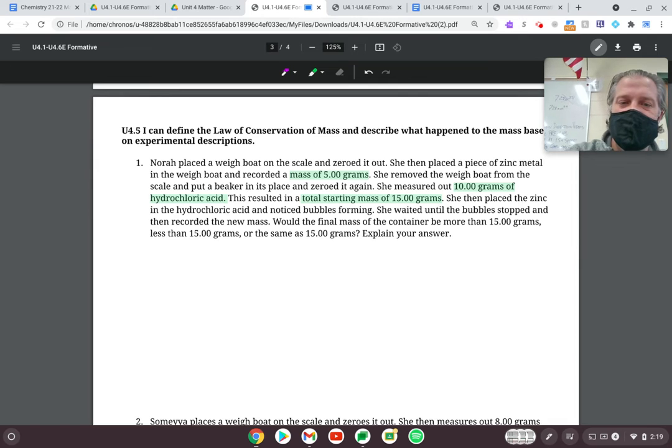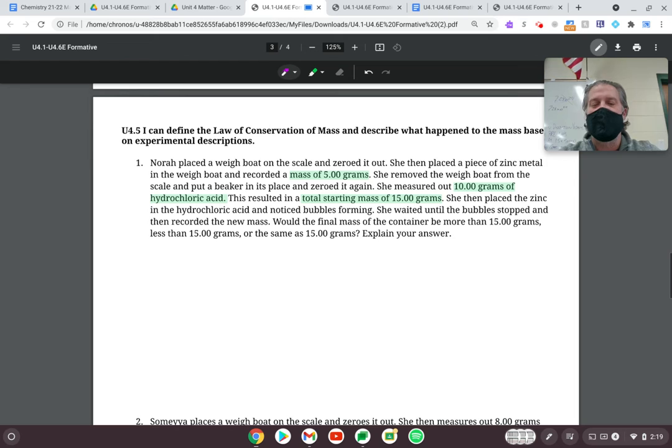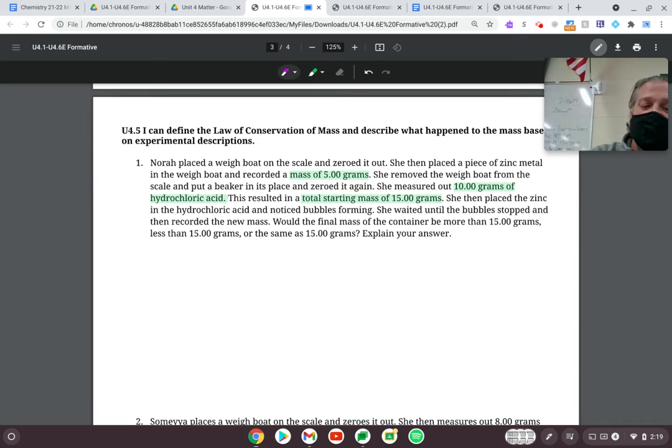This person then dumped the zinc into the beaker. They observed some bubbling occurring, and they waited for the bubbling to stop. And then they remassed the beaker. So now they want to know, will the beaker be 15 grams, more than 15 grams, or less than 15 grams? In this case, the answer should be less than 15 grams.